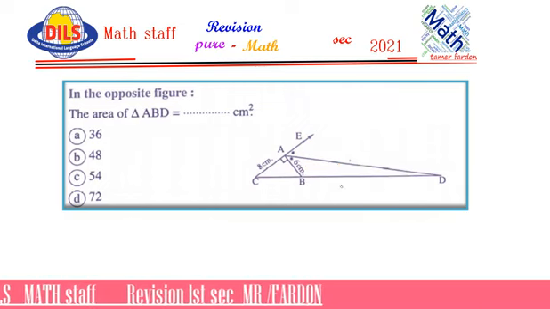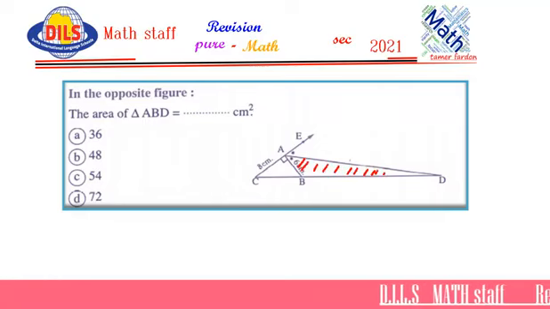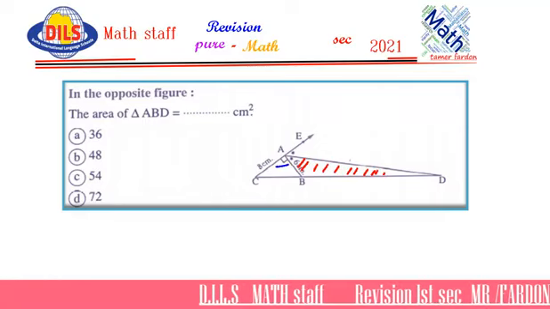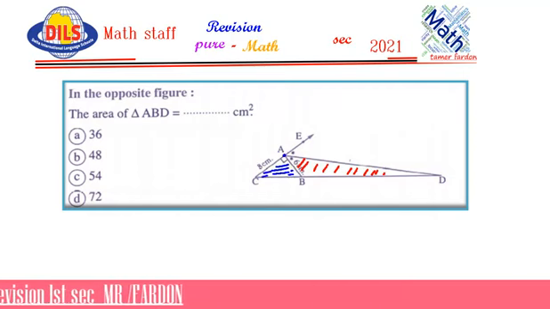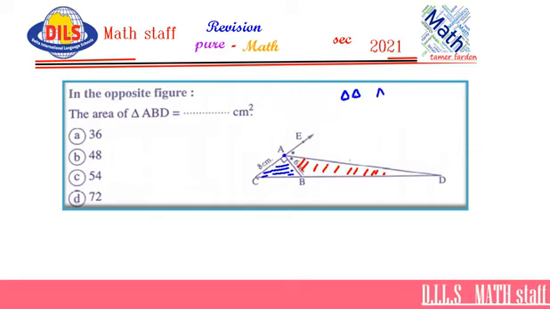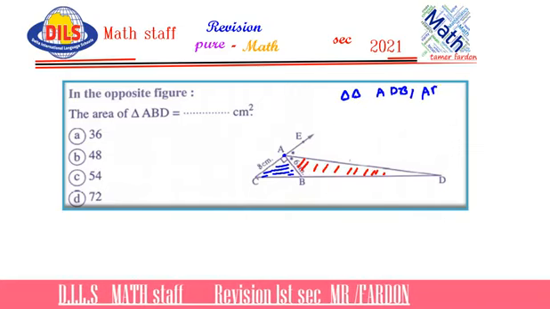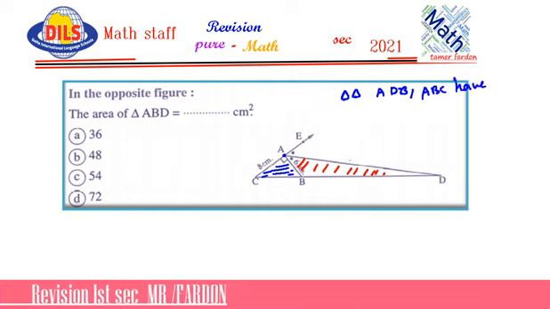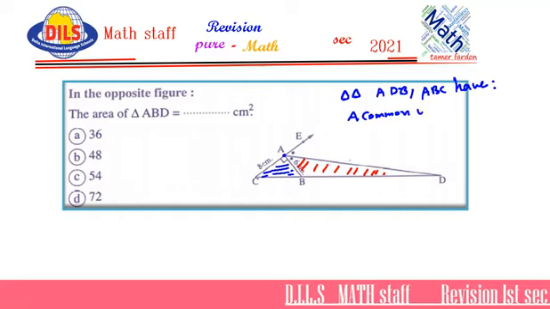Here we have two triangles. One of them is APD, the required, and the other is ABC. The two triangles have a common vertex.